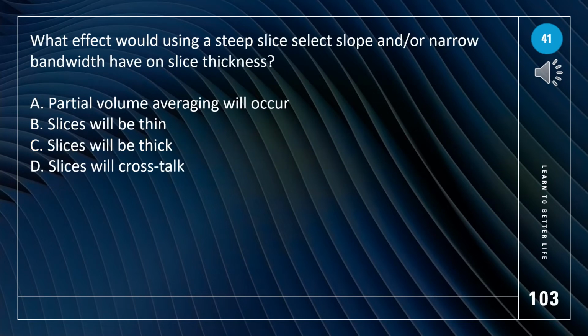What effect would using a steep slice select slope and or narrow bandwidth have on slice thickness? A. Partial volume averaging will occur. B. Slices will be thin. C. Slices will be thick. D. Slices will crosstalk. The answer is B. Slices will be thin.